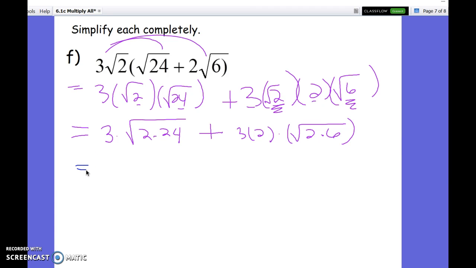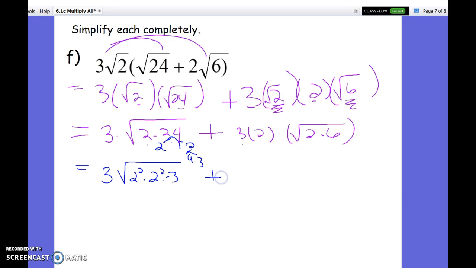Well, let's keep going. So 3 is still stuck outside. Square root of 2 times 24. Well, I'm going to go ahead and try and factor that. 24 we could write as 2 times 12. And 12 we could write as 4 times 3. So 2 times 24 we could really write as 2 squared times 2 squared times 3. And I'm going to leave it like that for now.